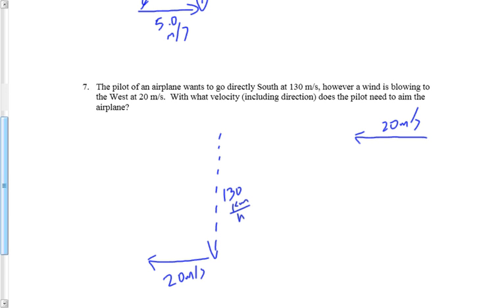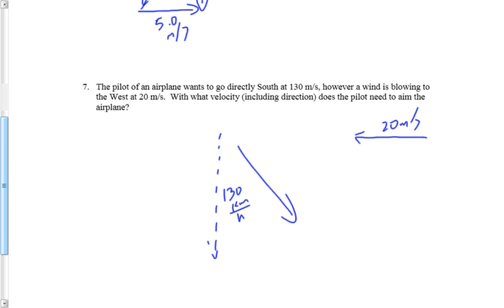So let's think about it, though. Where do we have to aim? Well, if we want to go south, but there's a wind to the west, are we going to aim southwest? No, we're going to aim over here somewhere, right? If we want to aim over there somewhere, then clearly I've drawn that 20 meters per second in the wrong place. So let's draw it over here.